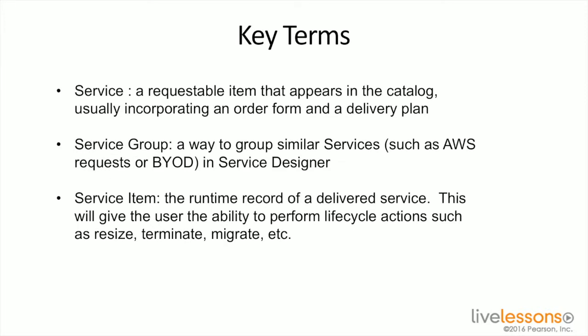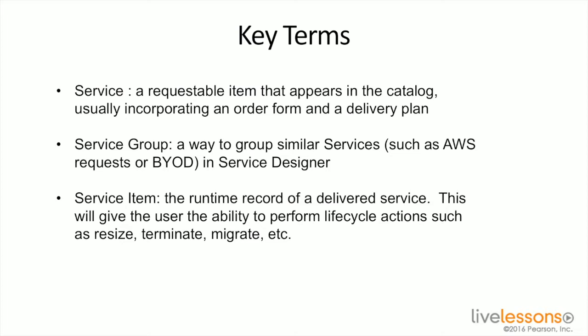In addition, there's also some other key terms we need to talk about. The first is a service. A service in the case of Prime Services Catalog is a requestable item that appears in the catalog. So anytime you hear about a service, that's what we're talking about. And this is generally going to be incorporating an order form and a delivery plan associated with it. So that's all defined within the actual service description itself.